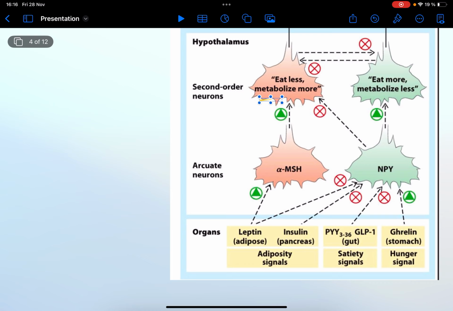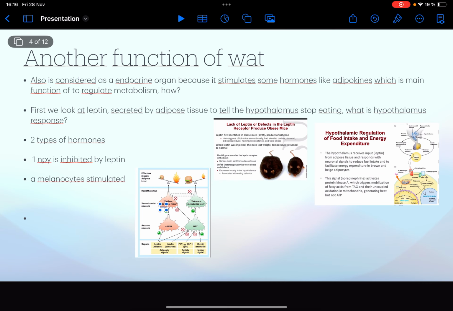But leptin and insulin and glucagon-like peptide 1 and PYY would do the opposite. So we would not feel that we want to eat, we just want to sleep, and we basically feel like we have a food coma. And this is the interesting part of the leptin hormone.